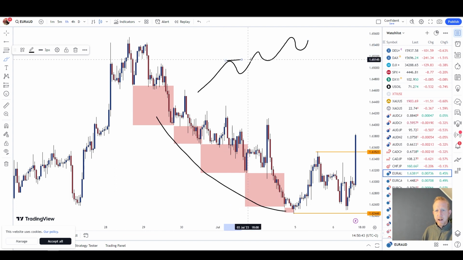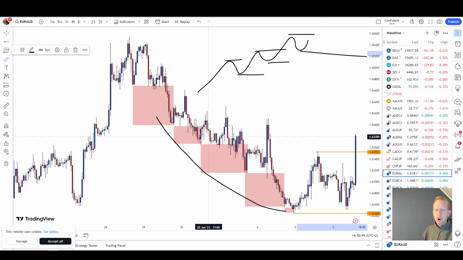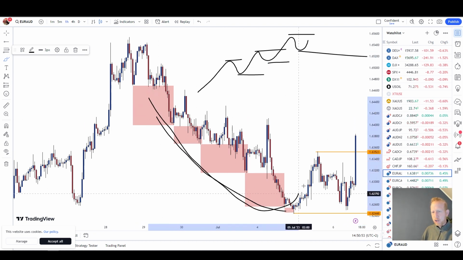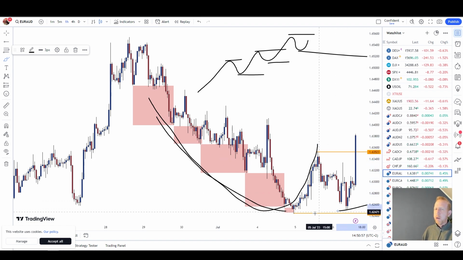You have a series of higher highs and a series of higher lows. That's what makes an uptrend. So in order for something to go from being a downtrend into an uptrend, you need to start having higher lows, which we have here now. And that means that the likelihood of it starting to make a higher high increases.